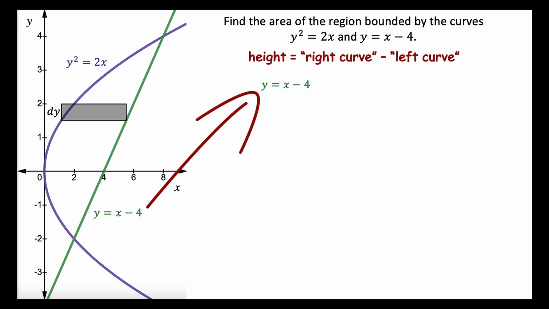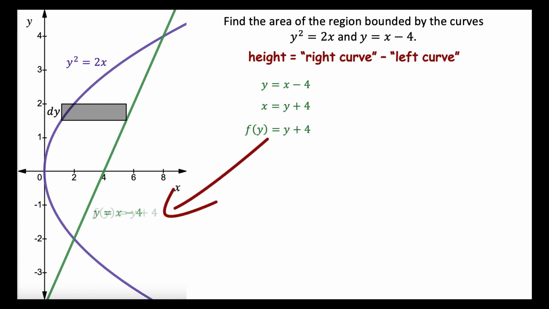Adding 4 to both sides of y equals x minus 4 gives us x equals y plus 4. So f of y equals y plus 4. Now we can relabel the increasing line as a function of y.